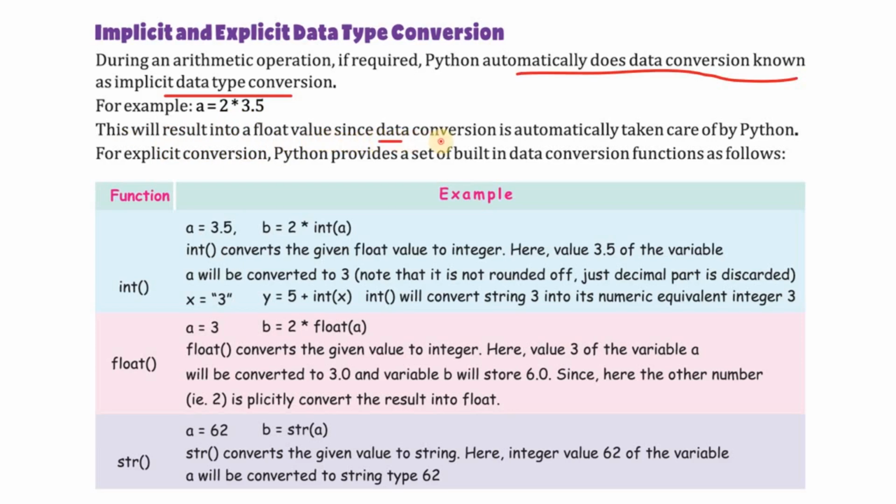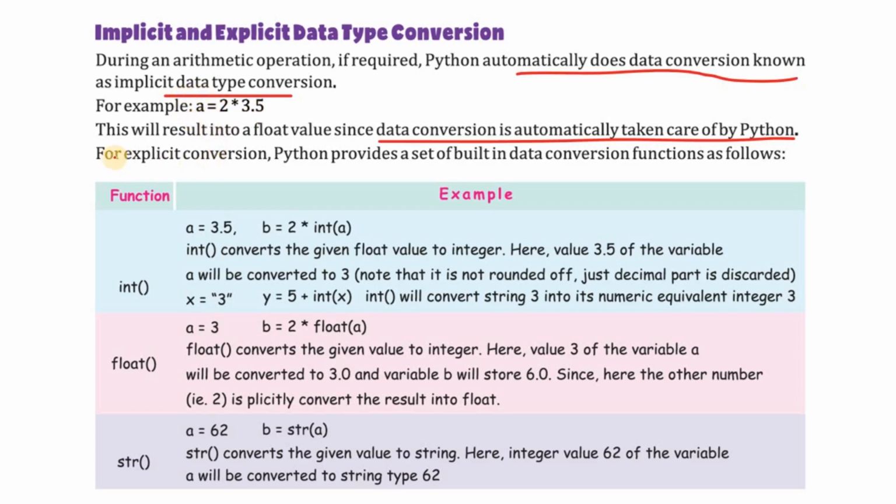Why? Since the data conversion is automatically taken care of by Python. Look into this. Here I have written a is equal to 2 into 3.5. Now 2 is an integer whereas 3.5 is a decimal. But Python automatically converts 2 into what? Decimal. So it becomes 2.0 and does the multiplication. And the result is a decimal number a.